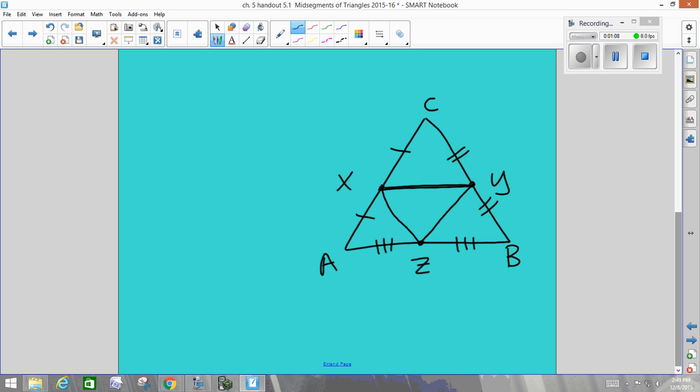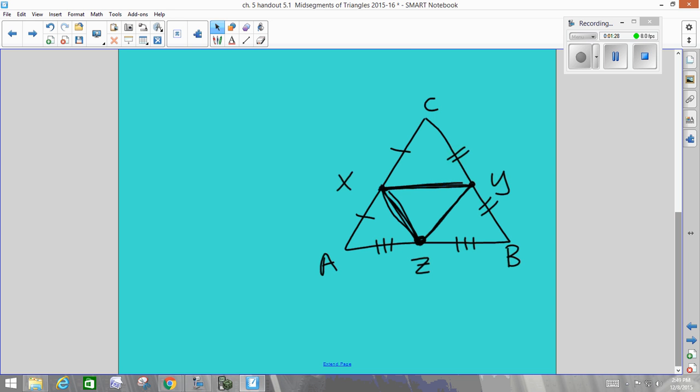So you really have three midsegments within a triangle. You have three sides, so you have three midpoints. Yeah, it's a triangle within a triangle, which actually makes like 4 triangles in there then. Okay. So a midsegment connects two midpoints. XY, YZ, and XZ, those are all midsegments.